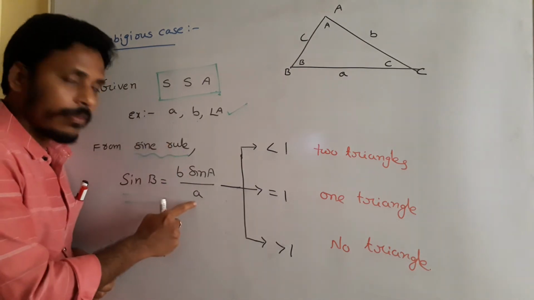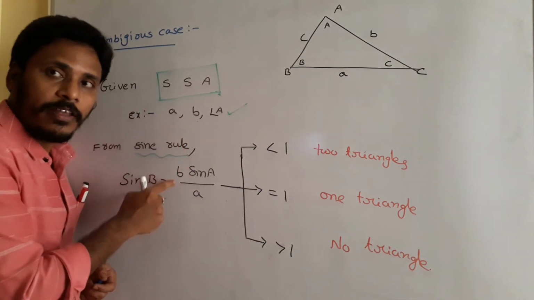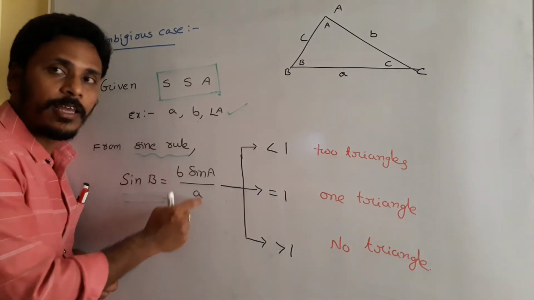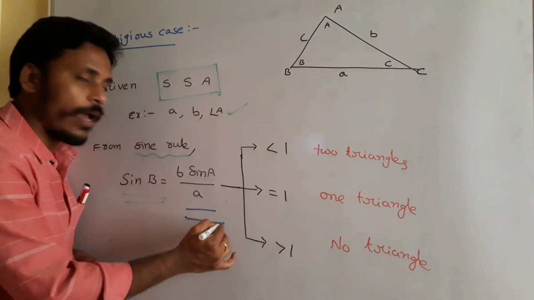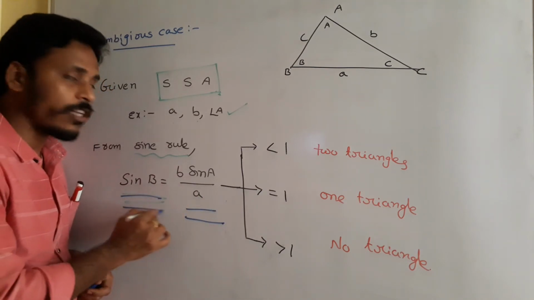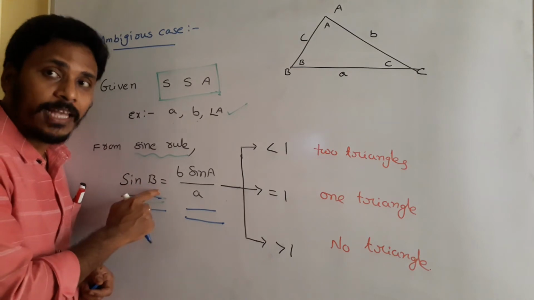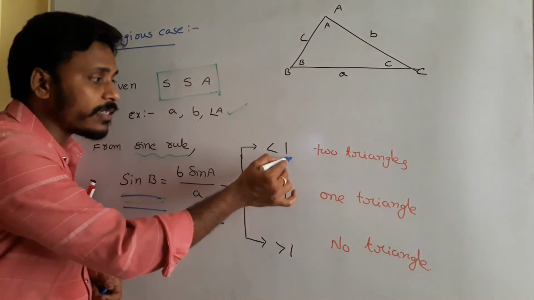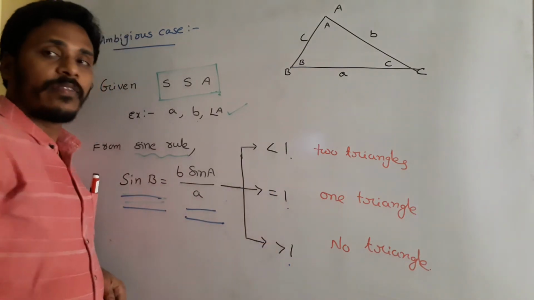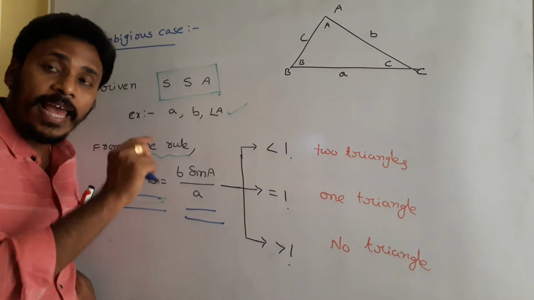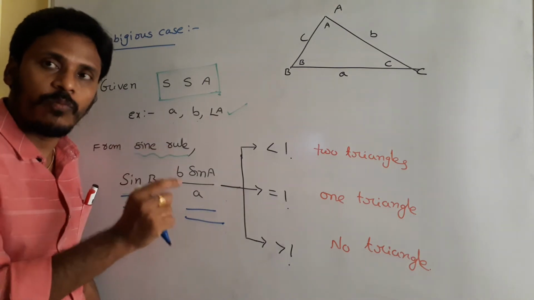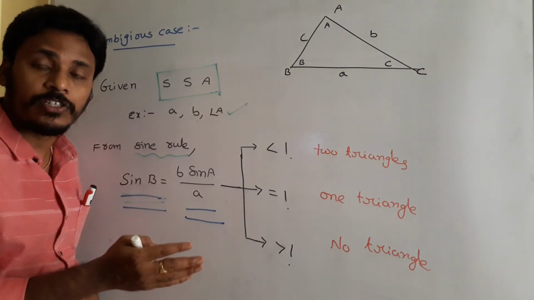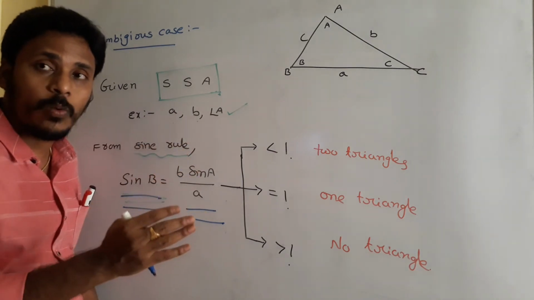Sine B is equal to b sin A by a, that is the formula, we know it. Small a we have, small b we already have, and angle A is also known, so we can easily calculate this b sin A by a value. That is equal to sin B from the sine rule. Since the sine of angle B is equal to some number, that number may be less than 1, may be equal to 1, or may be greater than 1. The sine of an angle is always between minus 1 and 1. We already know the ranges of trigonometric functions, sin theta is never greater than 1.